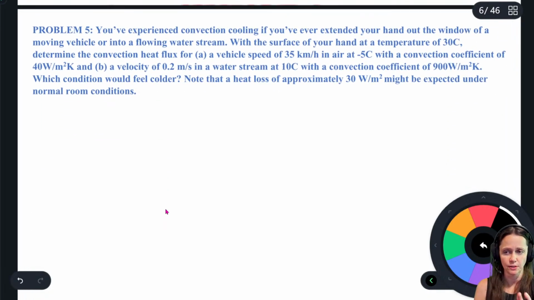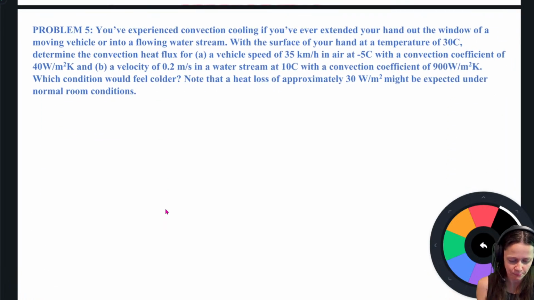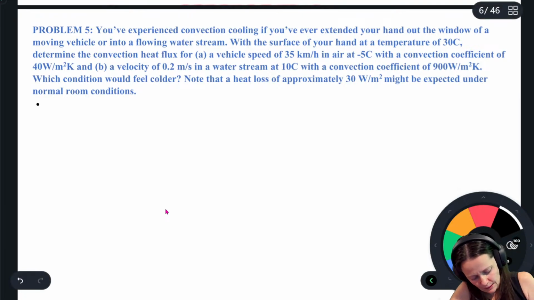All right. Boy, there's just a wall of text there, isn't there? All right, so you have experienced convection. I mean, there's some grammar problems here. You've experienced convective cooling if you've ever extended your hand out of the window of a moving vehicle or into a flowing water stream. With the surface of your hand at a temperature of 30 degrees, determine the convective heat flux for 2 cases. So I'm going to start actually writing stuff down. So we got 2 cases.